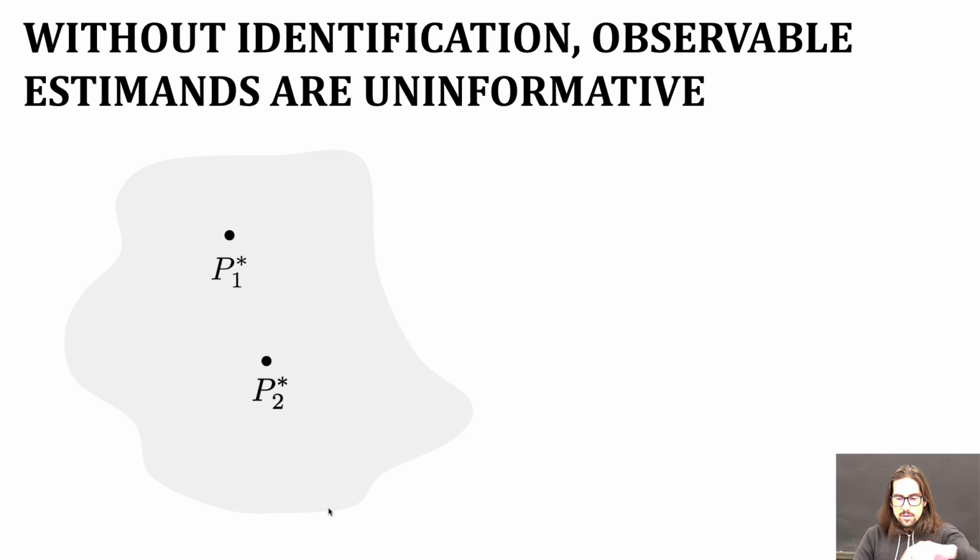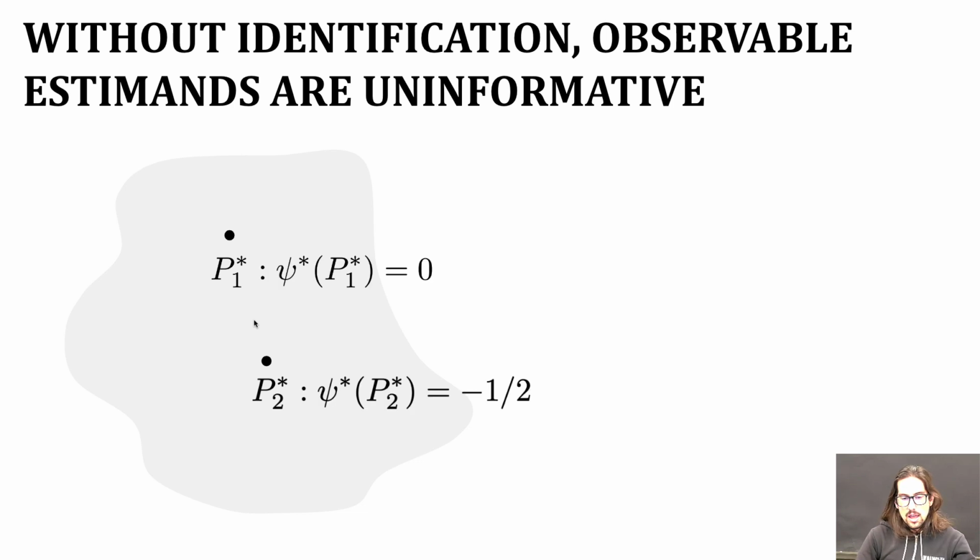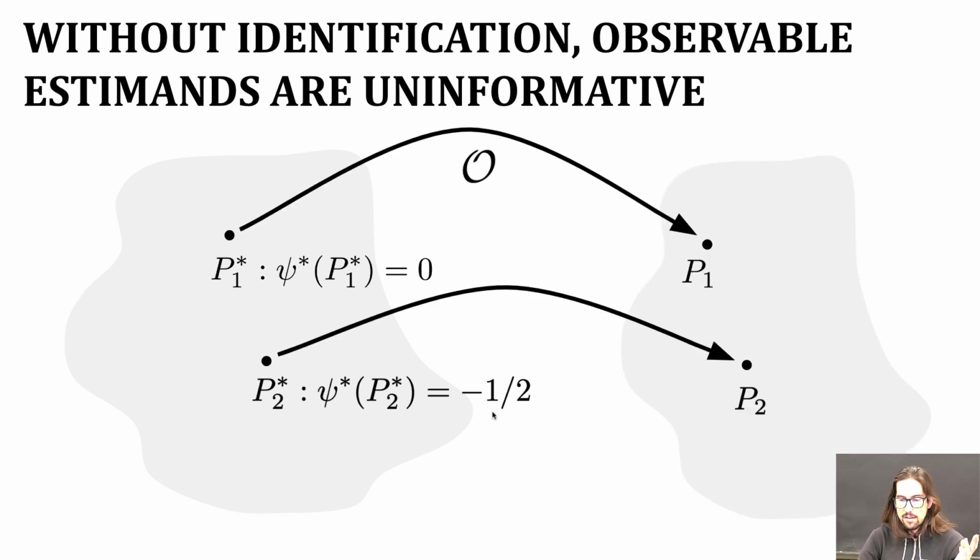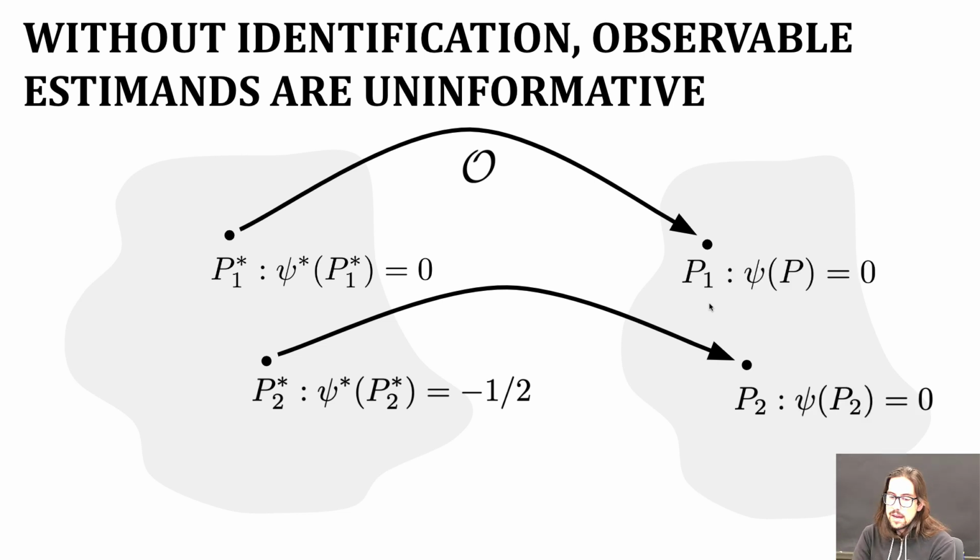And the reason that is helpful is because if we don't have identification, the observable estimands are uninformative. So here consider these two causal data generating processes. And I'm telling you the true causal ATE for this one is 0, and the true causal ATE for this one is -1/2. And now what happens if I map those distributions over into the observable distribution? So I hide my potential outcomes, and I say Y equals Y of big A, and I ask, what's the naive ATE of each of these?